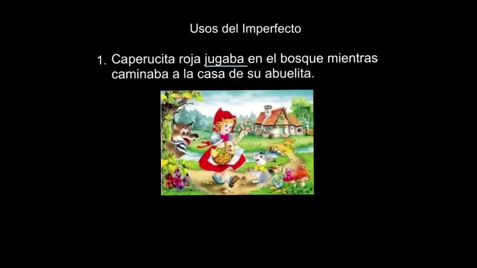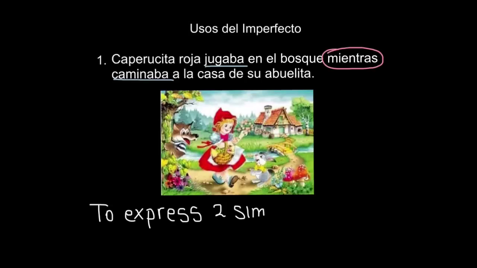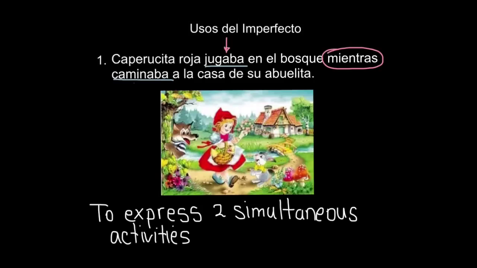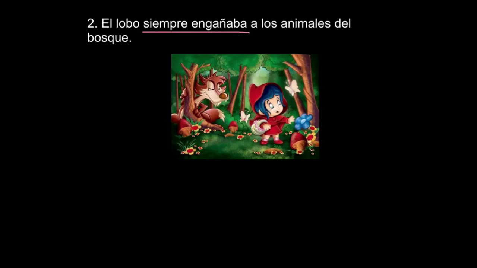So now let's take a look at the uses of the imperfect. Caperucita Roja jugaba en el bosque mientras caminaba a la casa de su abuelita. When we want to express two actions that happened simultaneously in the past, we use the imperfect tense in Spanish. So in this case, the sentence is jugaba, she played, while, mientras, caminaba. These two actions happen at the same time.